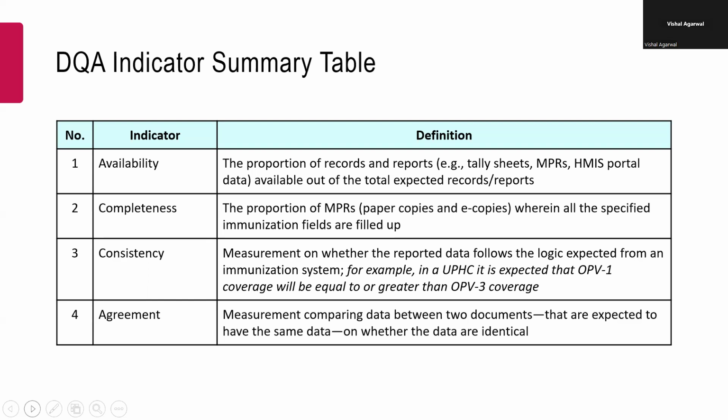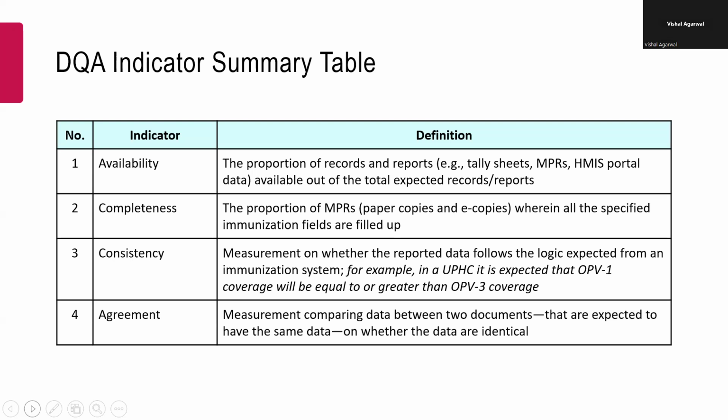The next one is completeness. Here, completeness means whether the routine immunization related data are filled in that particular record and report or not. For example, in the monthly progress report, whether all the specified immunization related data fields are filled or not. Those which have complete immunization related data are counted out of the number of reports expected, which is our denominator. For example, we reviewed the data for 6 months, and the monthly progress report is the document maintained by the ANM on a monthly basis. So for 6 months, the denominator will be 6, and out of those 6 monthly progress reports, how many are found complete in terms of immunization related data fields? The third indicator is consistency.